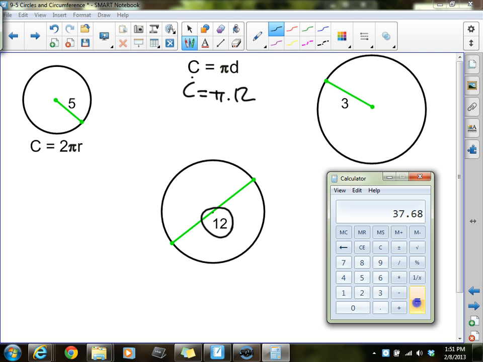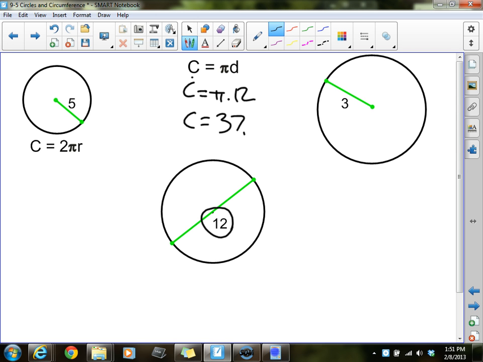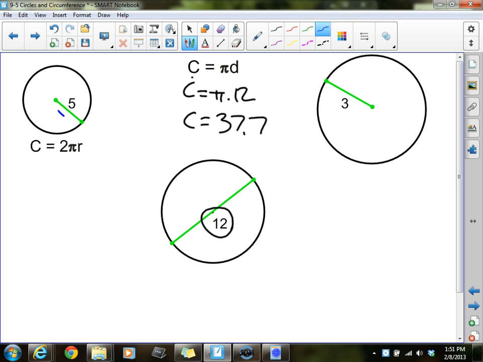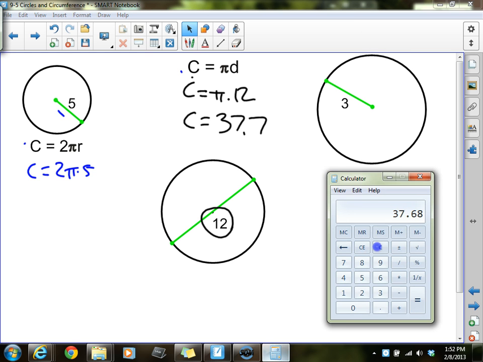And look at that, I have my circumference. My circumference is 37.7. You'll notice I rounded it to the nearest tenth, and that's usually a very good idea. Now let's practice with this one over here, where I just know the radius. My formula is, remember, almost the exact same thing, just written differently: circumference equals 2 pi r. In this case, my radius is 5, so circumference is 2 pi times 5.